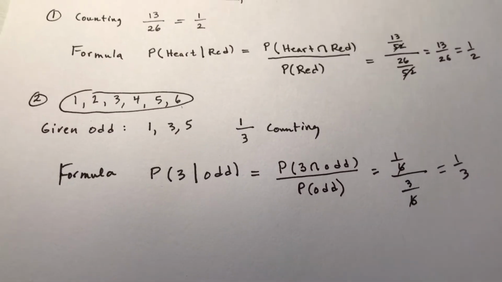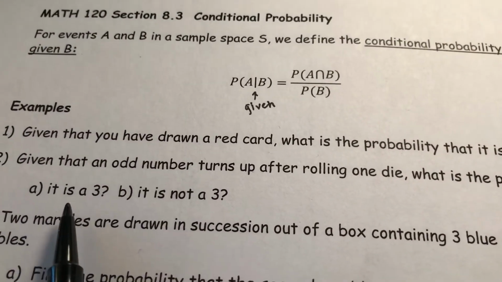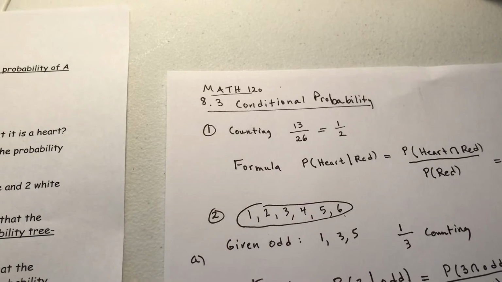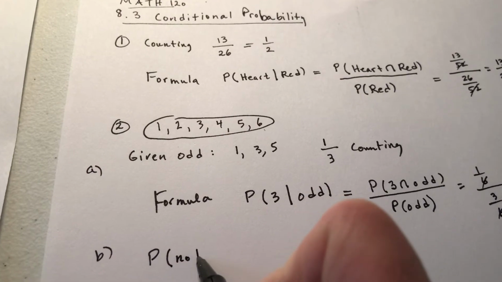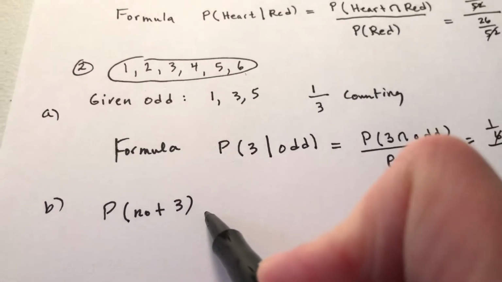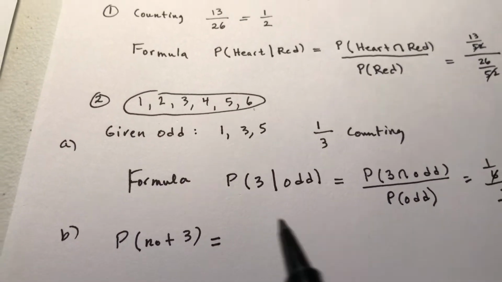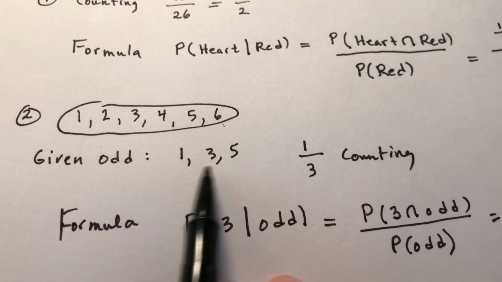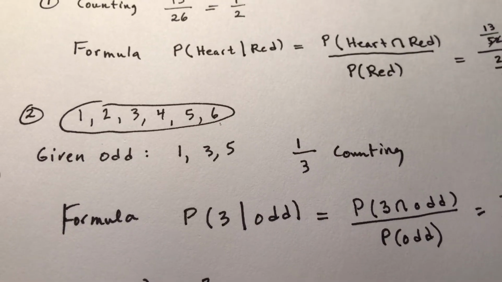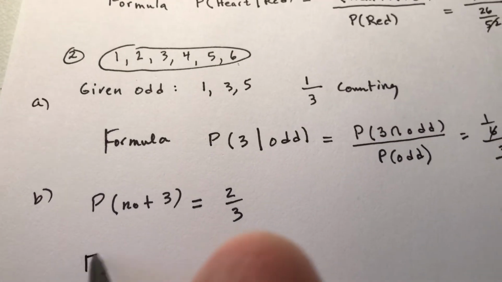So that's the probability that it's a 3. Now, what's the probability it's not a 3? So this was part A, doing 2 different methods. And B, what's the probability that it's not going to be a 3? It turns out that if we know that it's 1, 3, 5 up here, so I'm doing this just by counting, not a 3 is going to be 2/3. So 2/3.